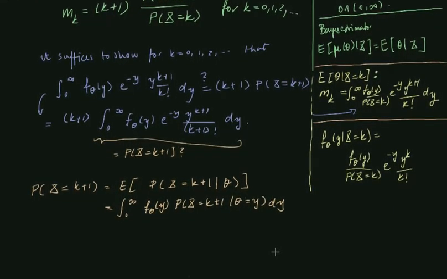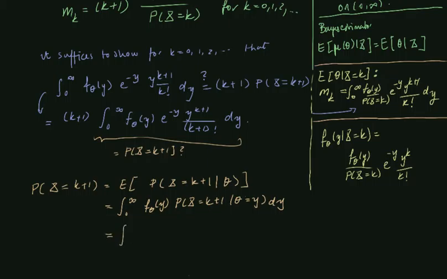And what is the next thing that I can do here? Well, I know that given theta, x is Poisson distributed, and thus this point probability is equal to the point probability in the Poisson distribution with parameter y evaluated in the value k plus 1. Am I doing the right thing here? I think I'm doing the right thing here. And this is exactly what I asked up here. Is this equal to the probability that x is equal to k plus 1? Yes, it is. And so now we are finished.